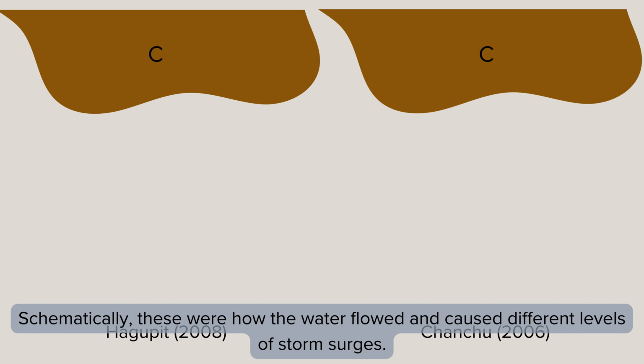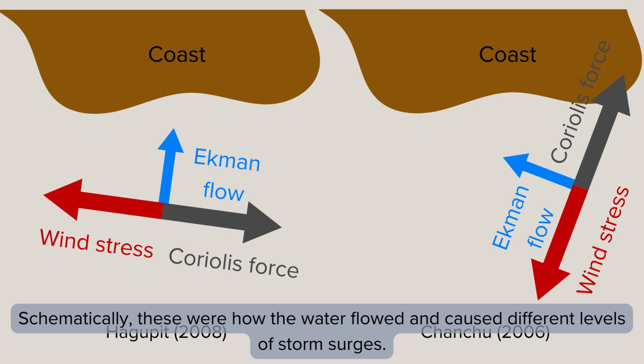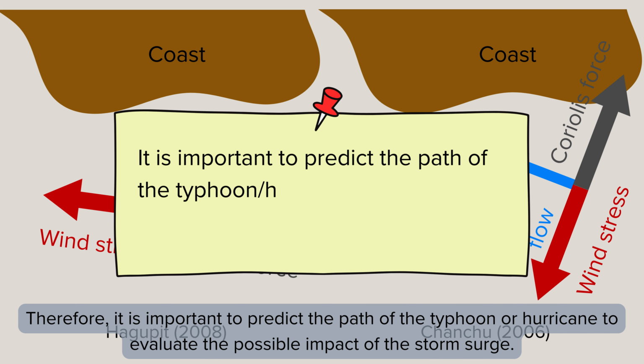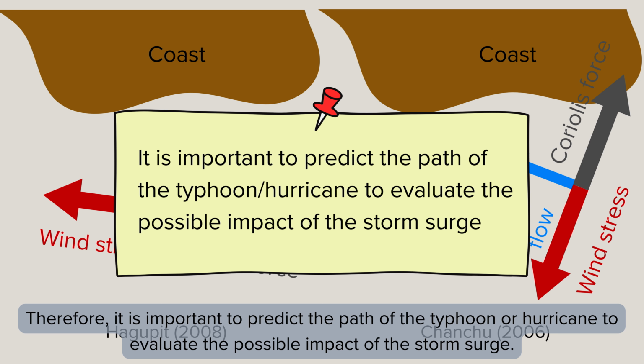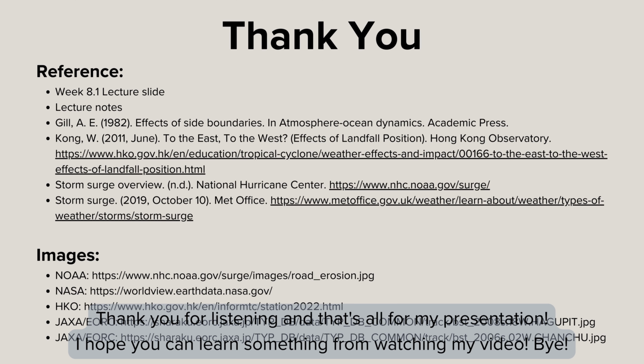Schematically, these were how the water flowed and caused different levels of storm surge. Therefore, it is important to predict the path of the typhoon or hurricane to evaluate the possible impact of the storm surge.